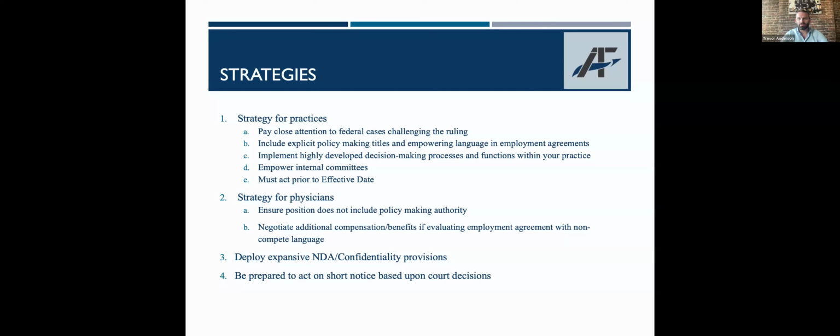Okay. The other thing that we can look at is using these expansive confidentiality provisions to try to come up to the line without crossing over it, and be prepared to act on short notice, because with these court cases, at least recently, everyone has had a bit of theatrics, I think, in the judiciary, and I would expect nothing else for this. So be ready to act.